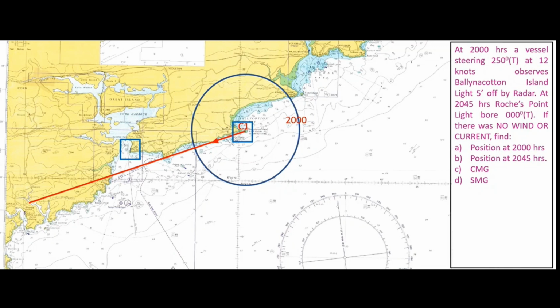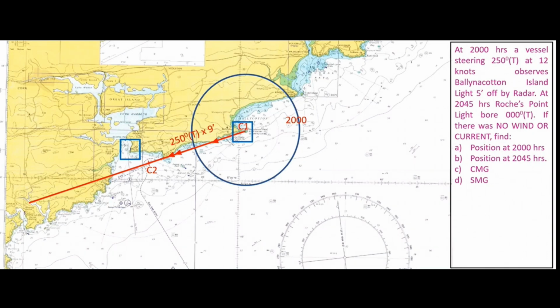CTS is represented by one arrow. In 45 minutes at 12 knots, the engine distance shall be 9 miles. So this is 250 degrees true into 9 miles. We get this point C2 out here. Now, in this case, as there is no wind and no current, obviously this CTS is also the CMG. So we represent it by two arrows on this out here.